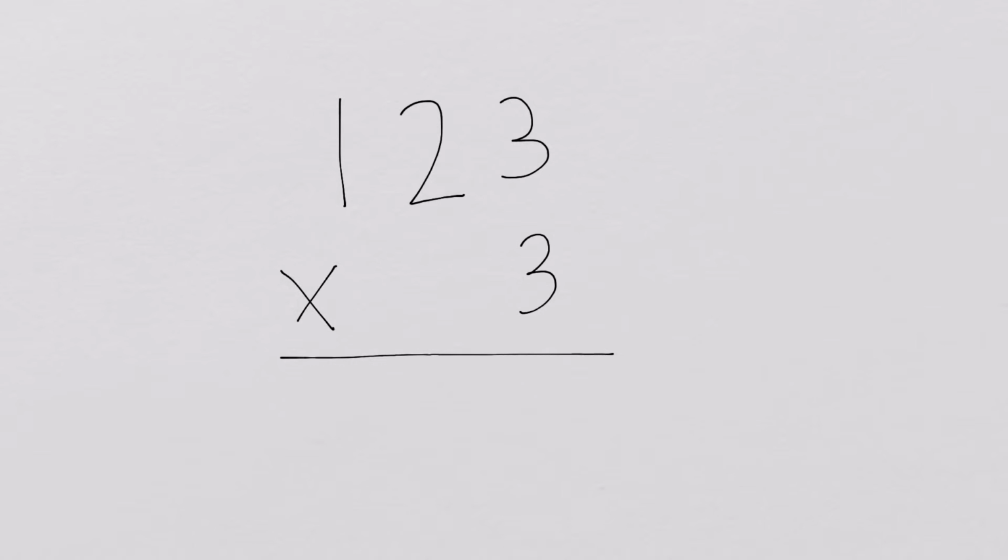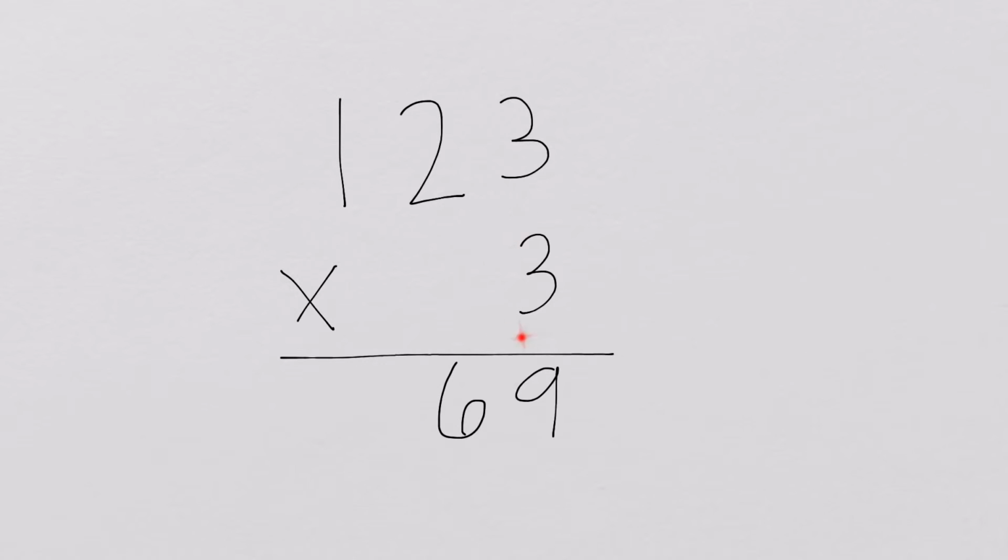Well, just like last time, we take our smaller number and we multiply it by each digit above it. We do it one at a time. So let's start off with 3 times our 3 in the ones. Well, that's going to be 3 times 3, which is 9. Now we've got 3 times our 2 in the tens. 3 times 2 is 6, so we're going to put a 6 in our tens place.